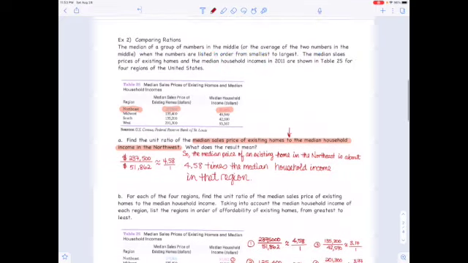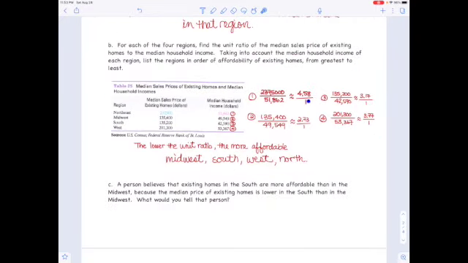Answer for example 2B. I found the ratio comparison for each region: 1, 2, 3, 4. And if you look at the ratios, they're 4.58, then 2.73, 3.17, and 3.77. The lower the unit ratio, the more affordable.